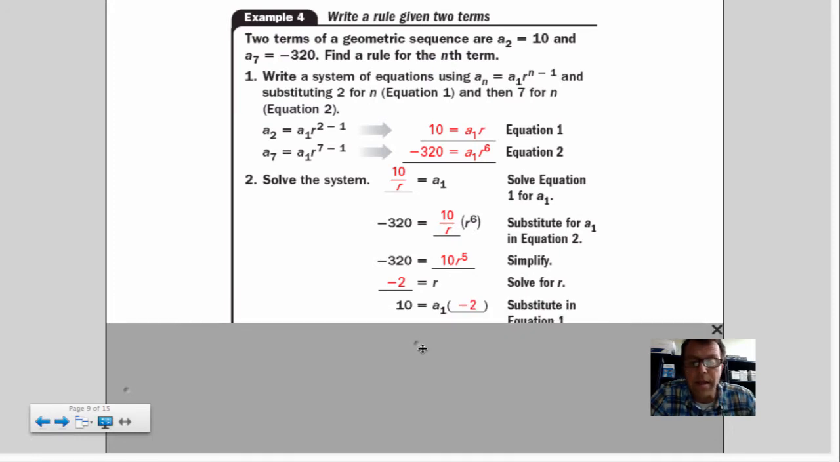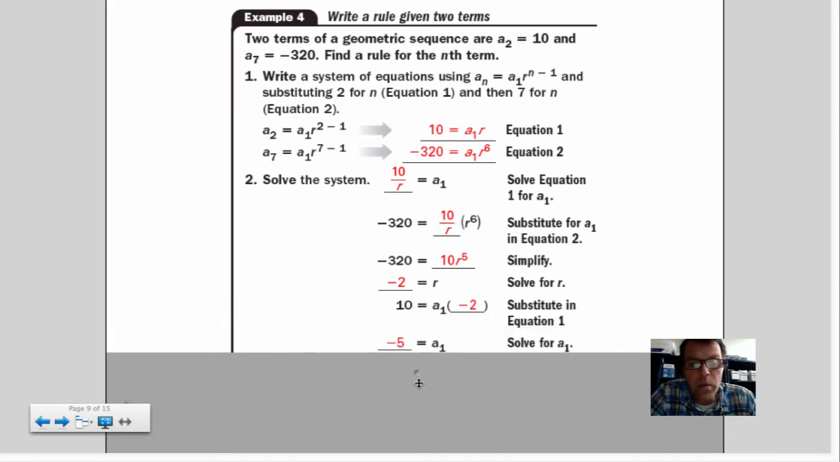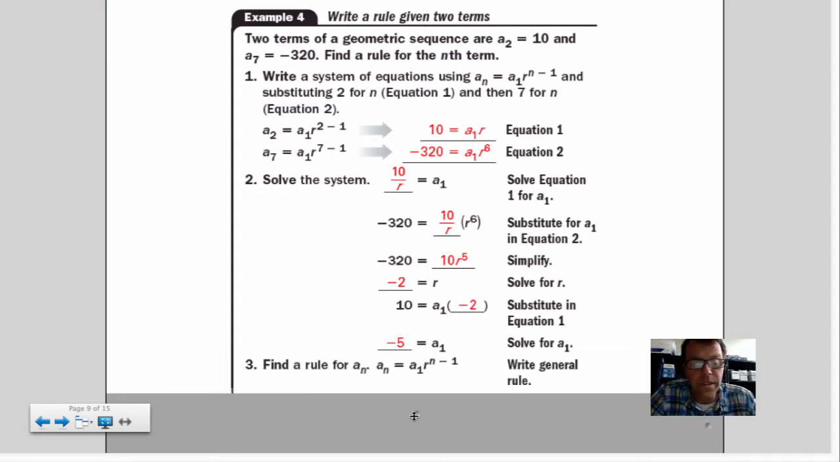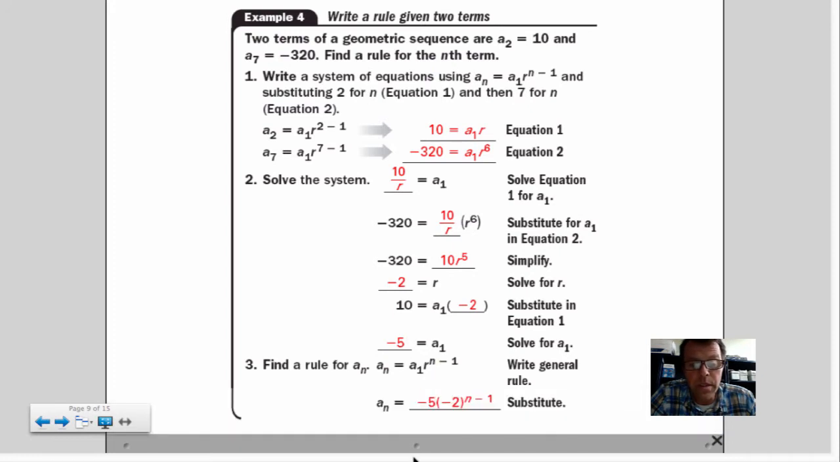Right, Vincent? And then we would divide by negative 2. I got your name there, Vincent. Like I said I would. Nice. And then you've got your rule, and you're done. So here they put a nice job.